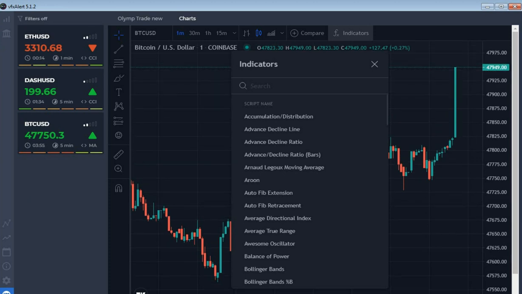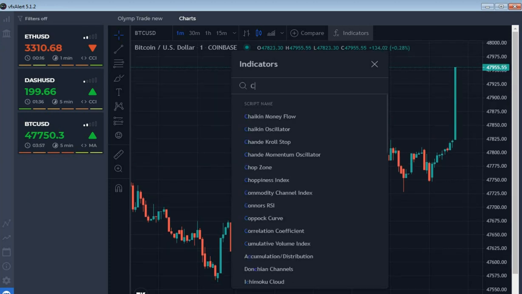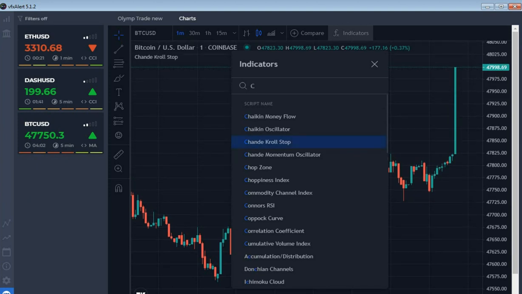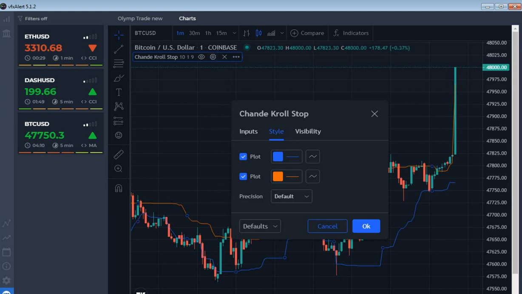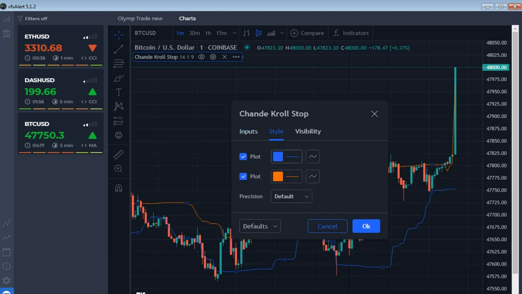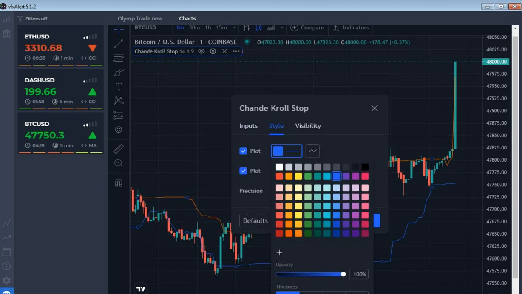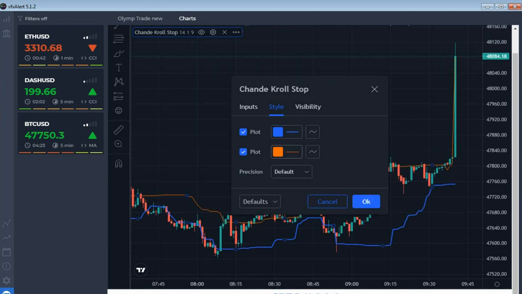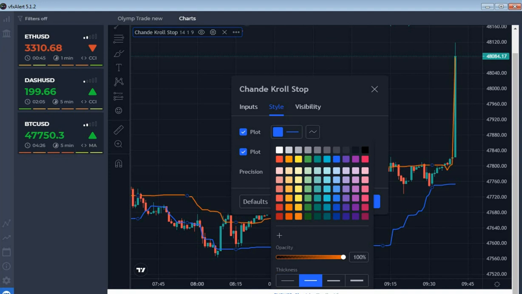Chande Kroll Stop with period 14. It belongs to the group of trend indicators that show changes in volatility. The classical description considers the upper border to be the level of maximum profit on the transaction, the lower border to be the level of losses. In crypto trading options, the breakdown of the boundaries will be the first opening signal. The delay is less than the moving average.